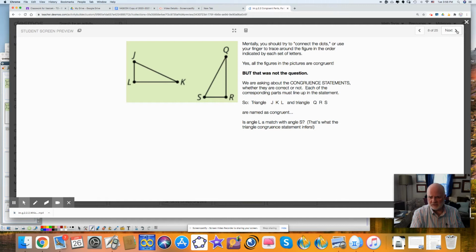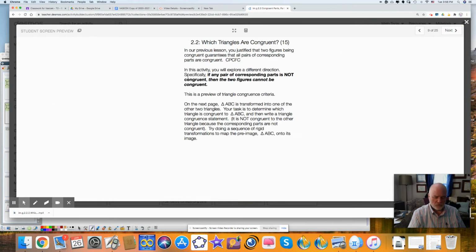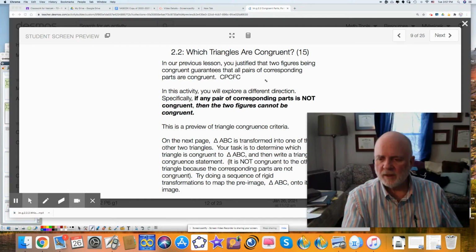Here's the synthesis of this activity, which we've talked about in this lesson. I suggest you read it. It says that in our previous lesson, yesterday, we justified that two figures are congruent, and it guarantees that the corresponding parts are congruent. I'll show you this in a nice big picture.